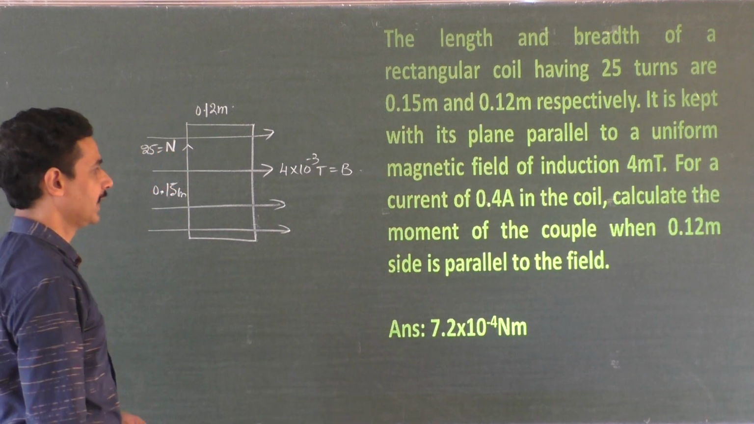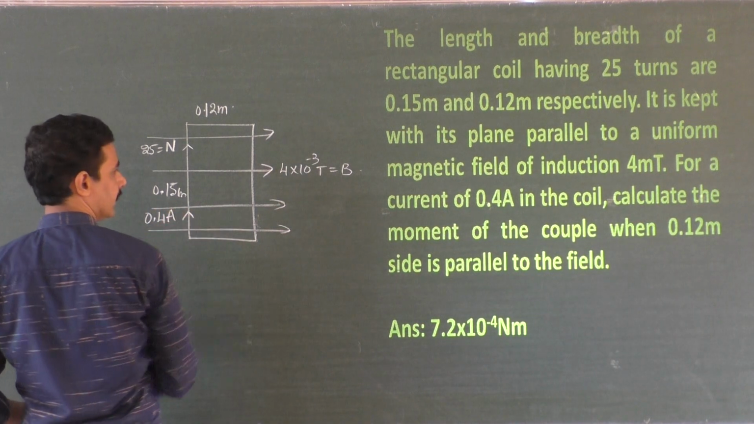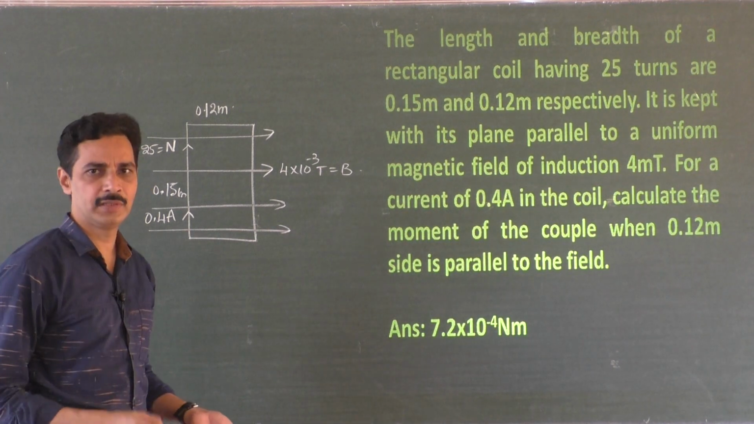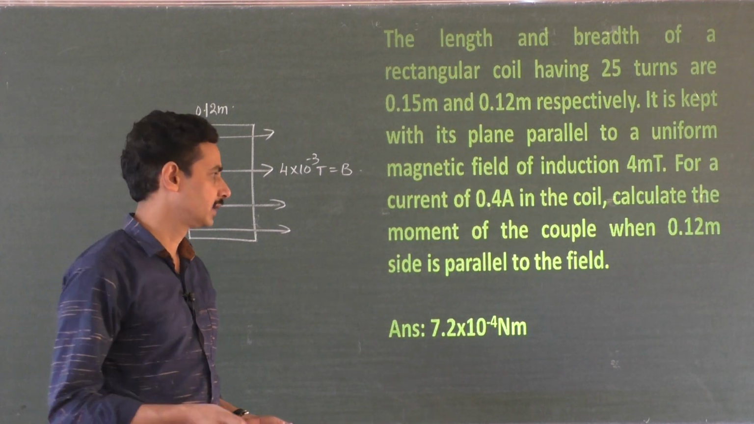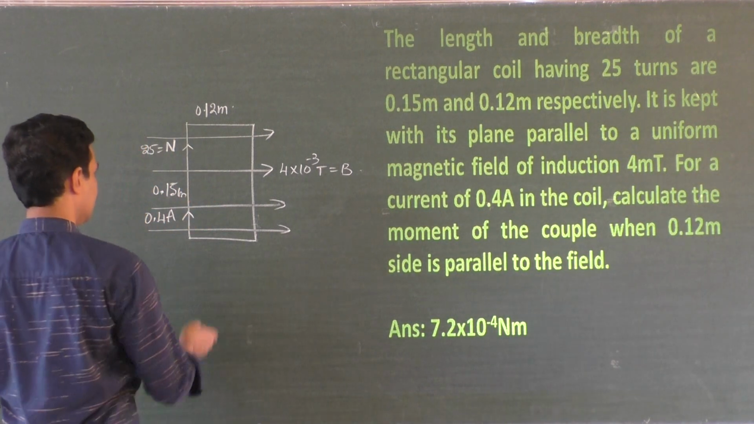For a current of 0.4 amperes in the coil, calculate the moment of the couple. Moment of couple means moment of force, right? The moment of the couple, that is torque. When the 0.12 meter side is parallel to the field. Yeah, that is very important.